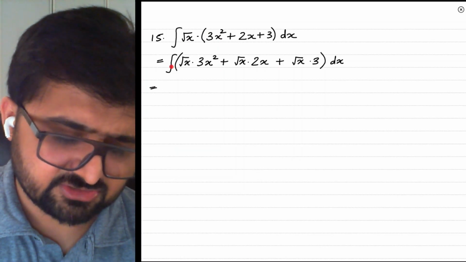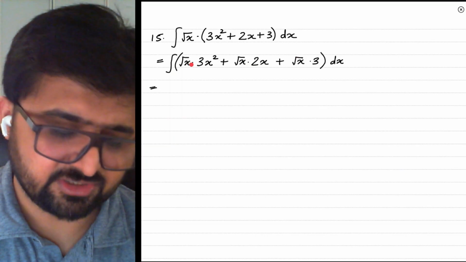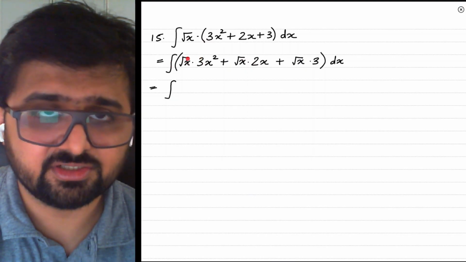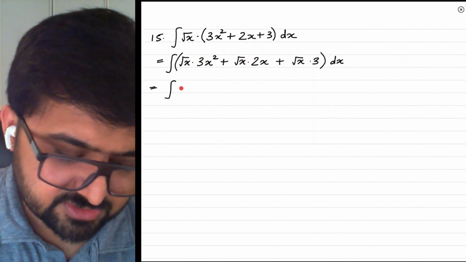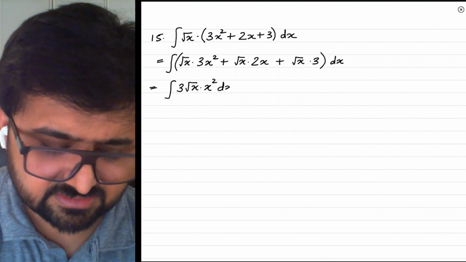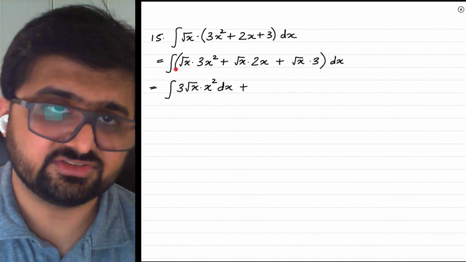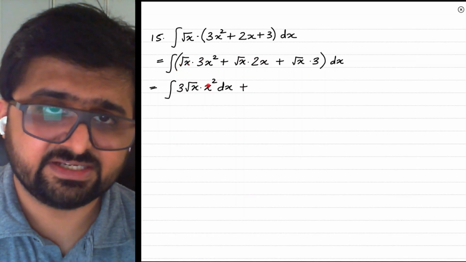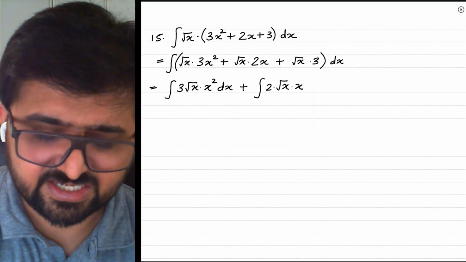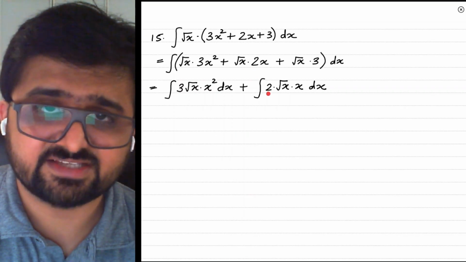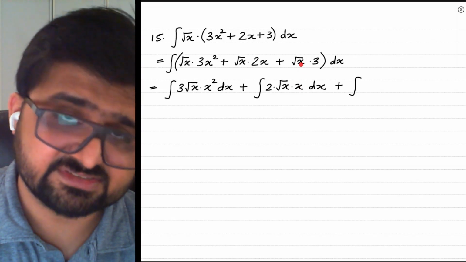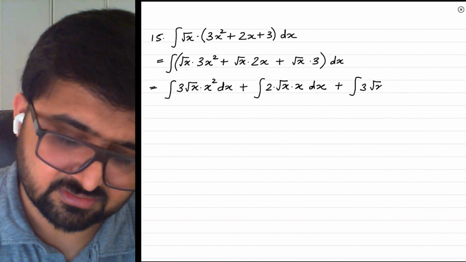Now also split the integral into those now converted additions. So give the integral to each of those terms. You get 3 root x and x squared dx, that's the first term, plus the second term is 2 root x times x dx, plus integral, the third term is 3 root x dx.